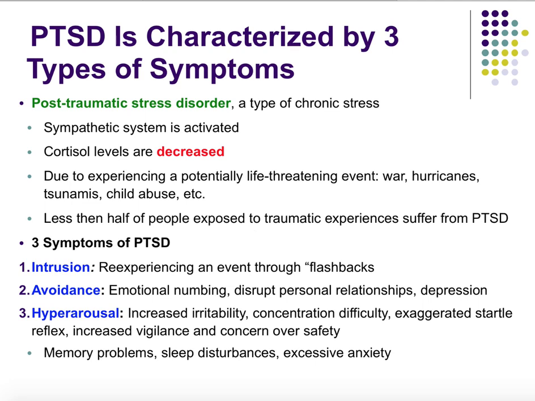So if you do experience it, what are some of the symptoms? So there are three main symptoms. One is intrusion. So in intrusion, you keep feeling intruded upon. So you keep re-experiencing the event through flashbacks. Then there's avoidance. So basically you try to avoid things, people, relationships. So it's an example of emotional numbing. It will disrupt relationships. It can cause you to go into depression.